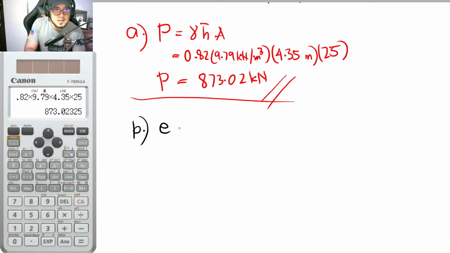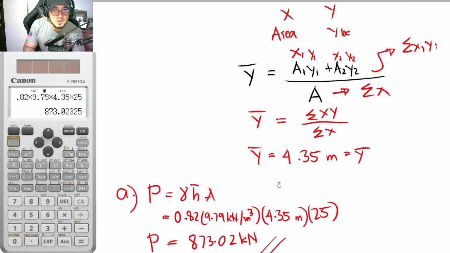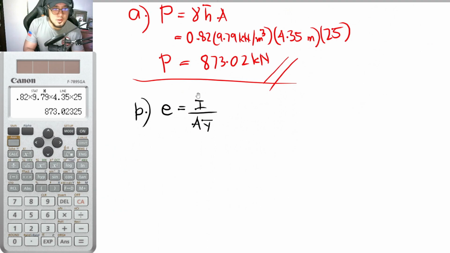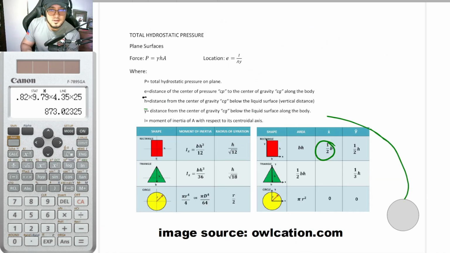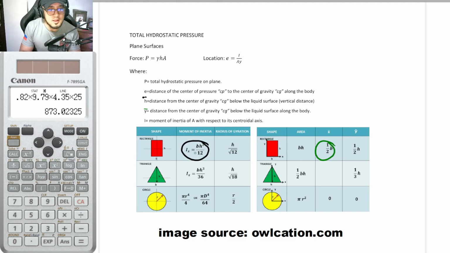And for eccentricity E, this is now equal to, once again, the moment of inertia divided by A bar Y. As for the area and for bar Y, we have already solved for them in the previous requirement. So the only new thing here is, of course, the moment of inertia. For moment of inertia, going back here, we have these formulas. These are for basic shapes. For a rectangle, that is basically BH cubed divided by 12.